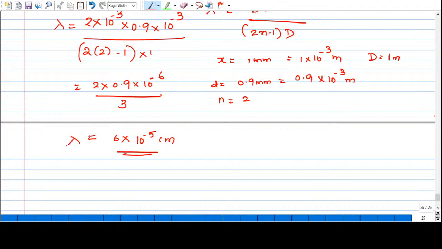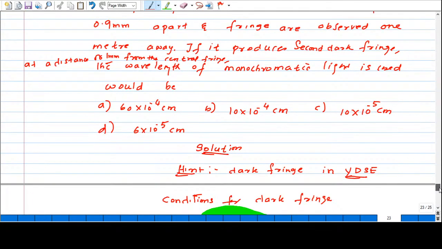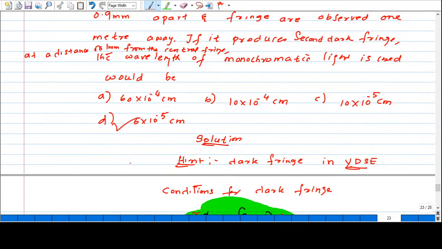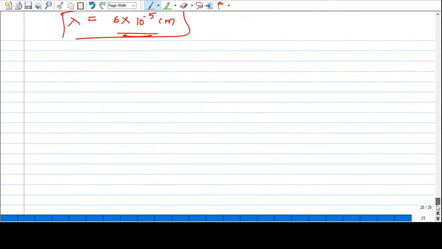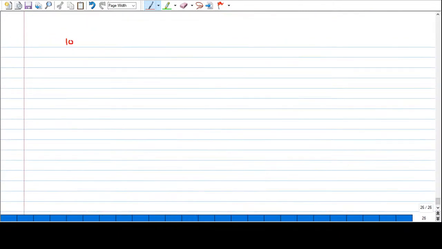This will be your answer. Just check it up where that answer lies. So it is option D is the answer. Option D is the answer. And finally, with the last sum in the same lesson, we are going for the 10th question. It's a very, very important question. Very important question.